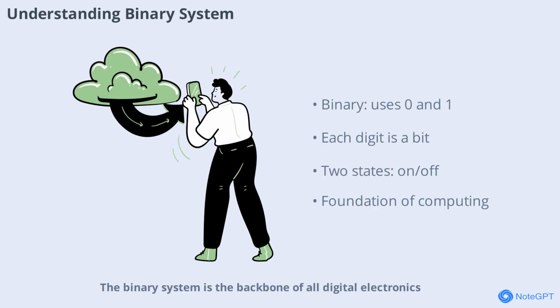The binary system is the backbone of all digital electronics. It uses only two digits, 0 and 1. Each digit in a binary number is called a bit. Computers use binary because it's easy to represent two states: on and off, or true and false. Every operation inside a computer, from calculations to data storage, relies on binary numbers. Let's see how binary numbers are structured and why they're so essential.